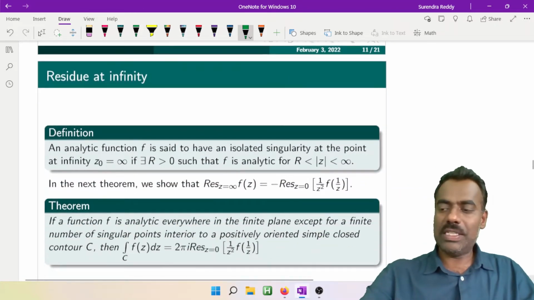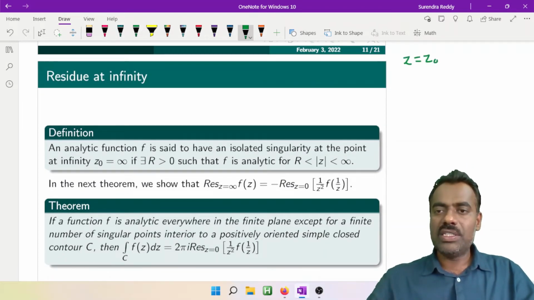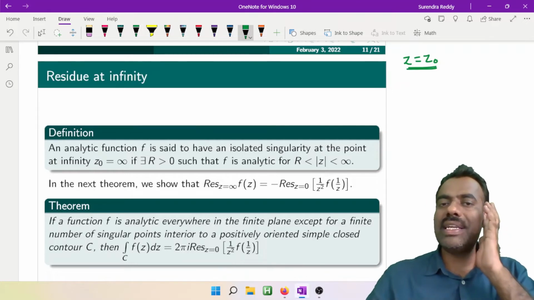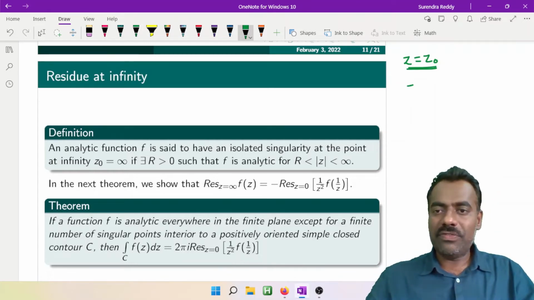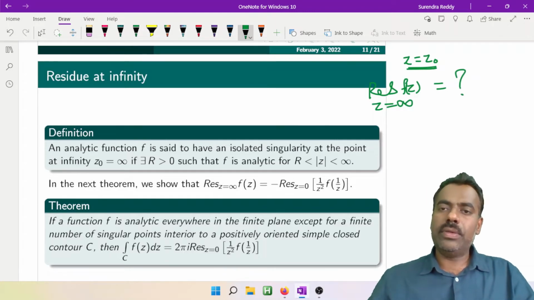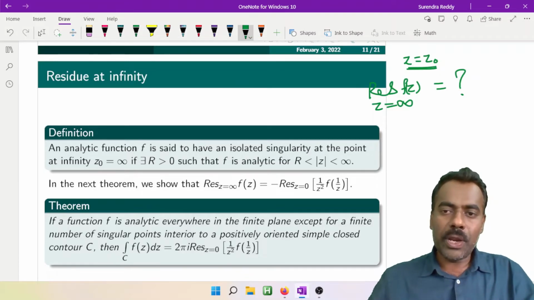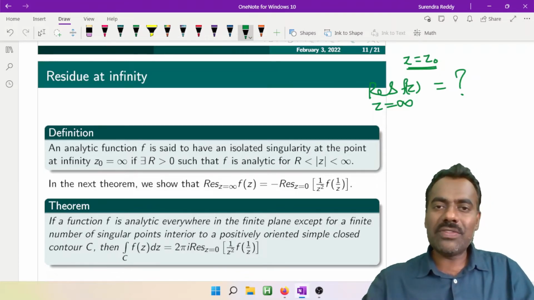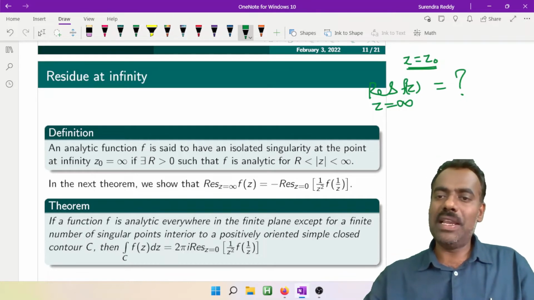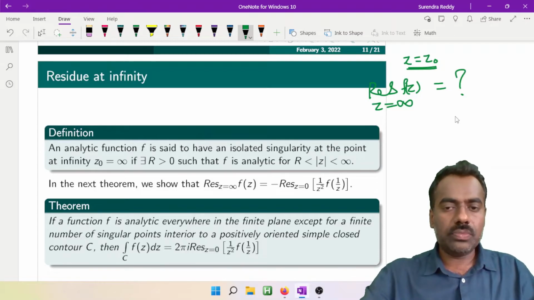Now we will move to what is meant by residue at infinity. So far, whatever we have seen, z equal to z naught, where z naught is a complex number. Now we will find what is meant by the residue of f of z at z equal to infinity, that means the point at infinity. If you remember, when we defined the neighborhood of the point at infinity, they are all mod z greater than 1 by epsilon, for whatever small epsilon greater than 0.